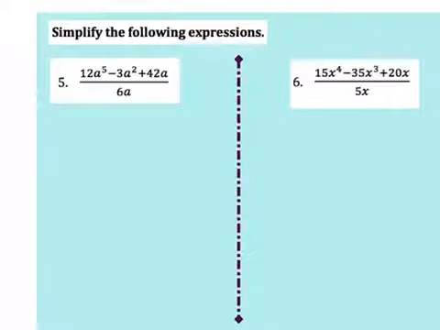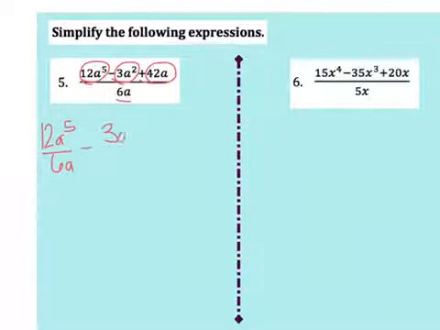So let's go ahead and look at number 5 here. I now have 3 terms on the top. I have this term, I have this term, and I have this term. So we have to divide each of those by the 6a on the bottom. So I'm going to split it up. I have 12a to the 5th divided by 6a minus 3a squared divided by 6a plus 42a divided by 6a.